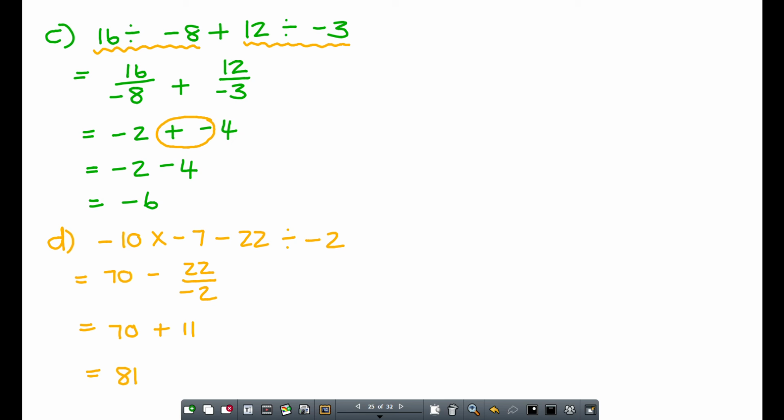Okay? Right, so at D, multiplication, so minus 10 times minus 7 gave me that positive 70. Then I got to do the division, so 22 divided by minus 2. And that's how I got to this positive 11, because that negative and this negative makes a positive. Okay? And then 70 plus 11 will give me 81.